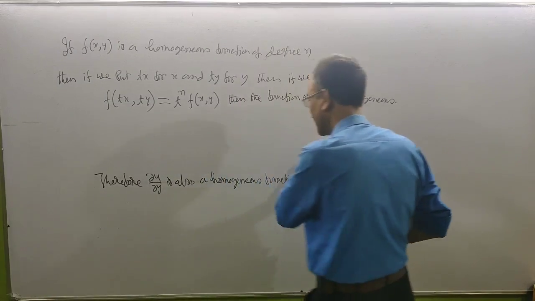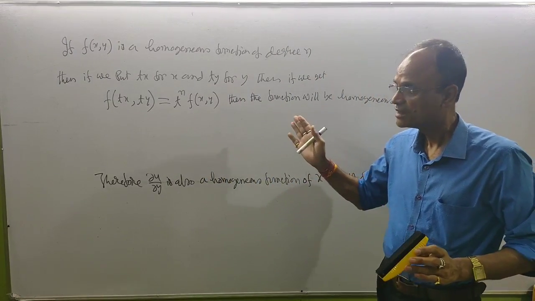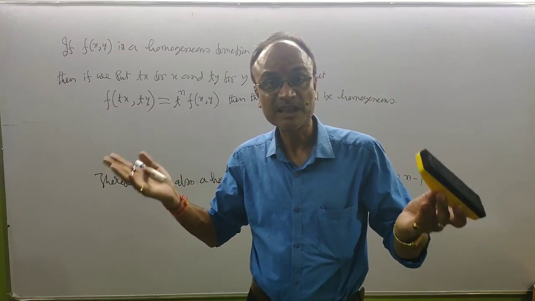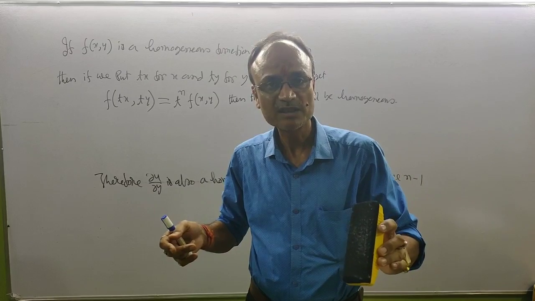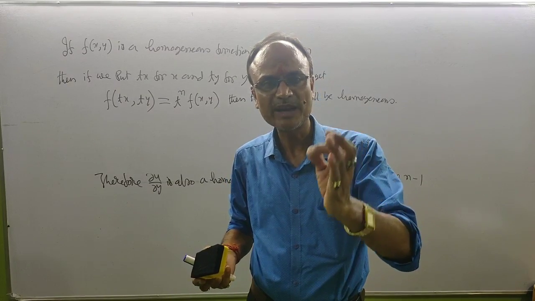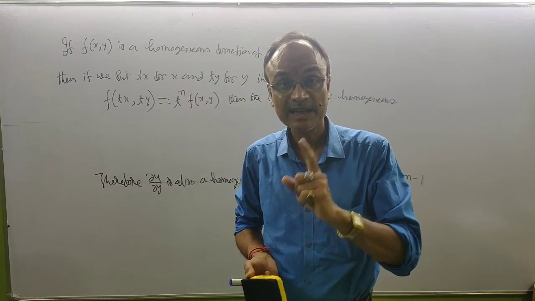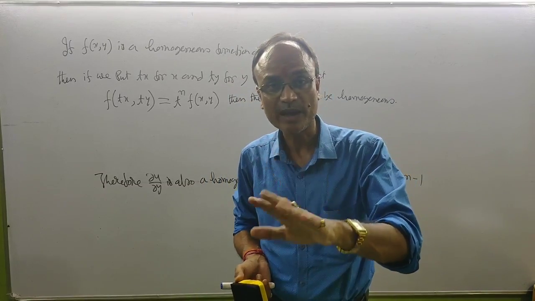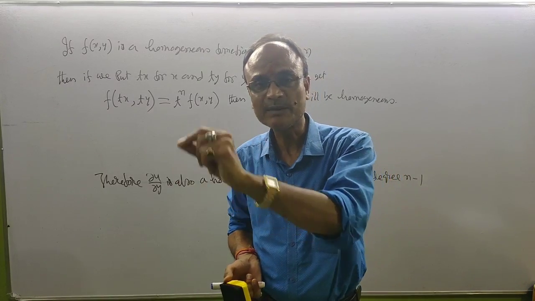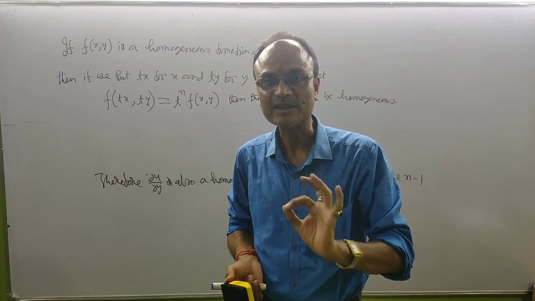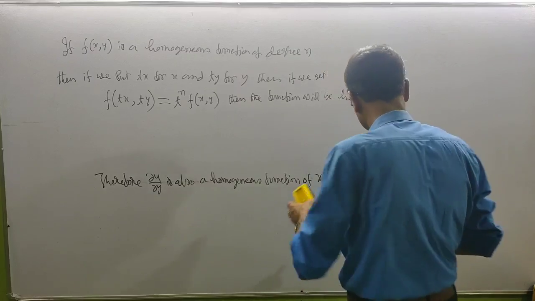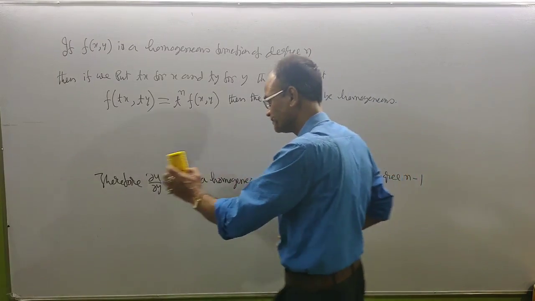Now, I am going to give the statement of Euler's theorem. What is Euler's theorem? If u is a homogeneous function of x and y of degree n, then x del u by del x plus y del u by del y equals n times u. This is the statement of Euler's theorem. Let me write Euler's theorem. Before that, I want to remove this one.